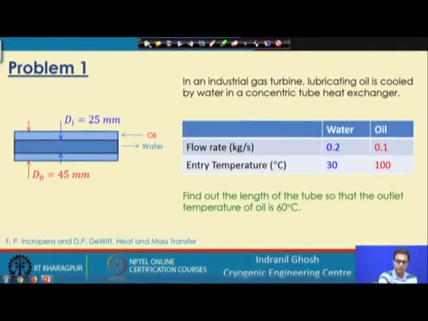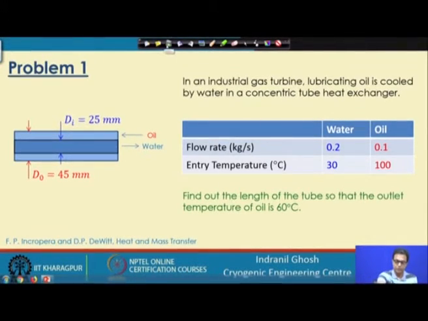So, now let us try to see how we can solve this problem. First of all, if we have to find out the sizing problem, if we want to apply the LMTD method, what we need to know is the exit temperature of all the 4 fluid streams.